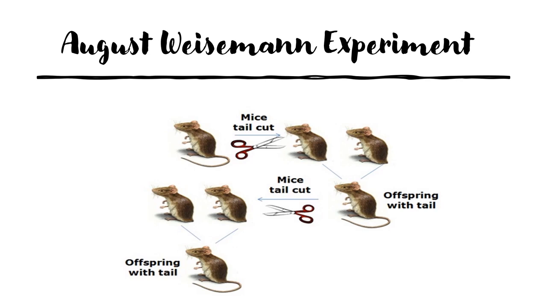So he disproved Lamarck's theory. He said these changes may not be transferred to the next generations, right? And that is how he changed Lamarck's concepts a little bit, and he gave another theory, right? Let us see that theory.